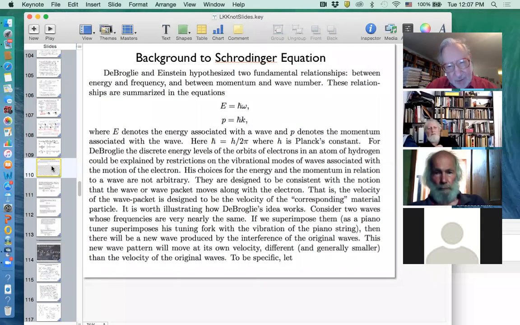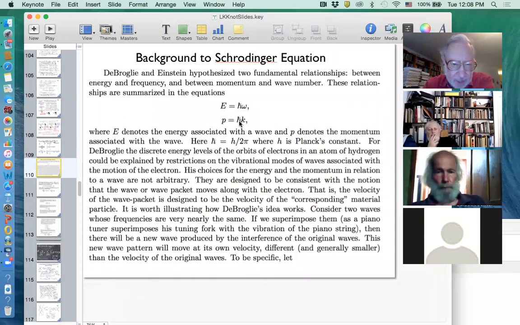So to do that, I'm going to walk backwards into a couple of equations due to Einstein and de Broglie. Einstein hypothesized in his work on the photoelectric effect that the energy is equal to Planck's constant times frequency. And this has to do with photons for Einstein. So energy and frequency are related in this way. And momentum and wave number are related by de Broglie, who thought of particles as having waves associated with them. So these two equations were then contemplated by a lot of people.